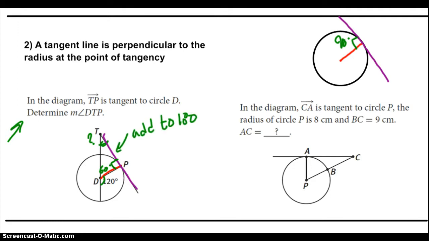So I've got 60. I've got that right angle, that's 90 right there, which means, let's see, 180 minus 60 minus 90, that angle will be 30 degrees. All right, that angle's 30 degrees. Let's look at the next one.